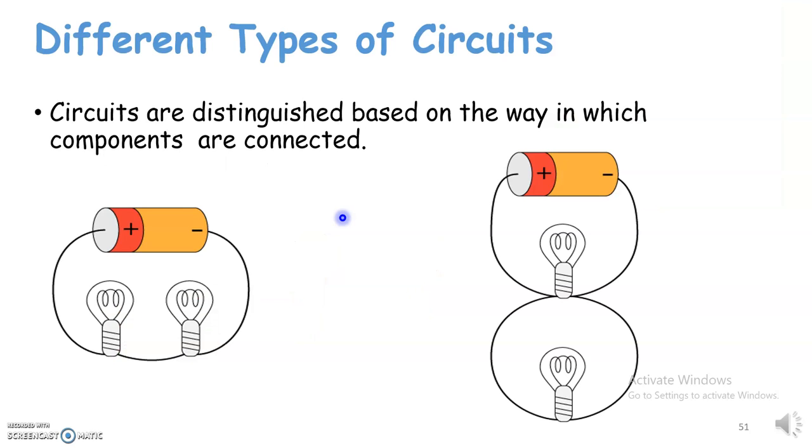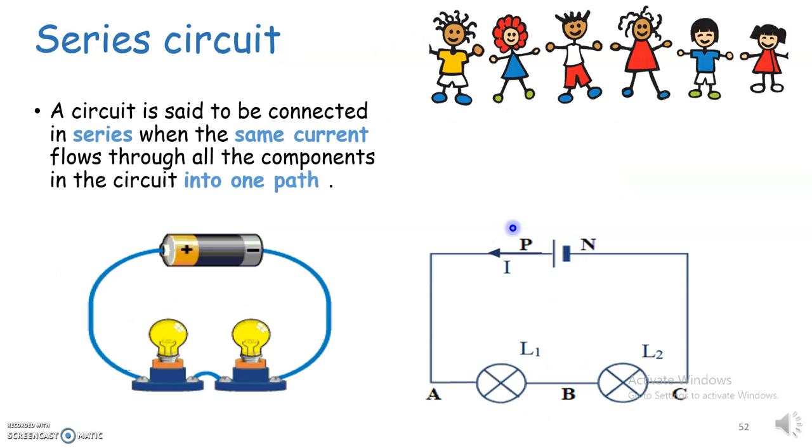Fundamentally, we have two ways to connect electrical components together. They could be connected in series and look like this, and they could be connected in parallel and look like this. Let's start with the series circuit or series connection. The defining characteristic of series is that the components are connected one after the other in the same row, in the same line.